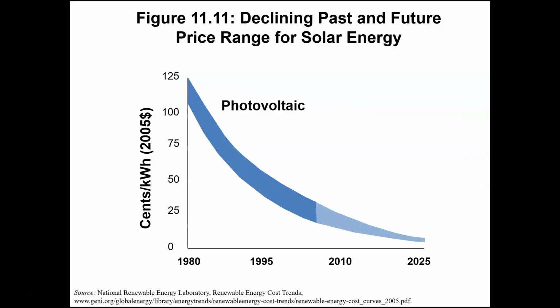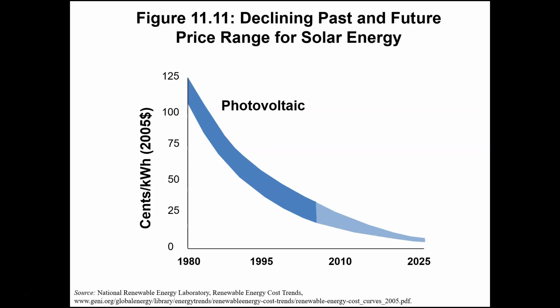This shows that not only are the prices declining, starting in 1980, prices for solar energy have declined, but also, and this is important, the expected price range for solar energy is getting tighter and tighter, which means we're more able to predict the price of this type of energy as we move through these years.